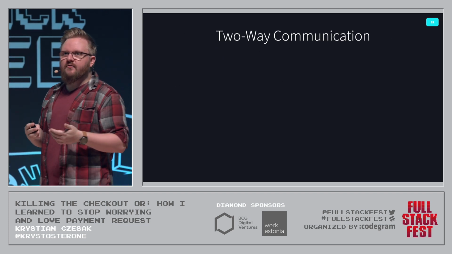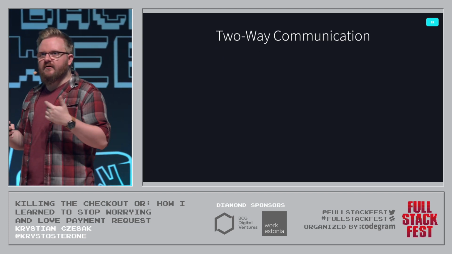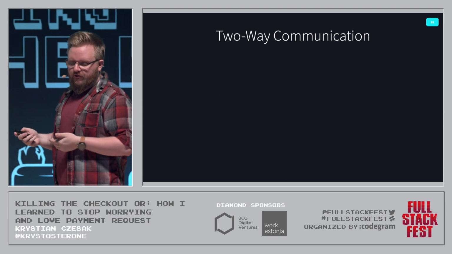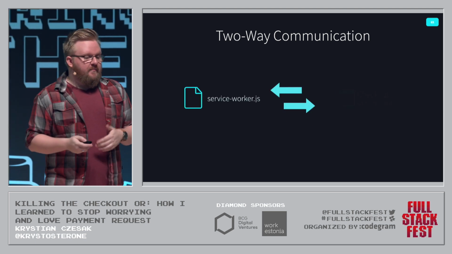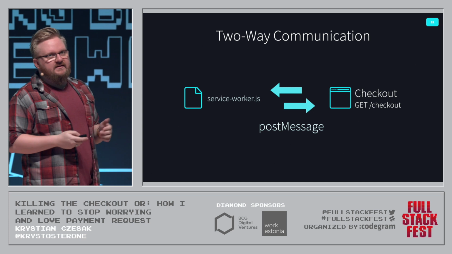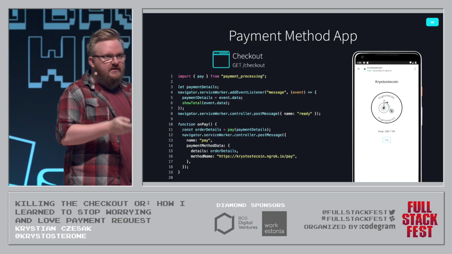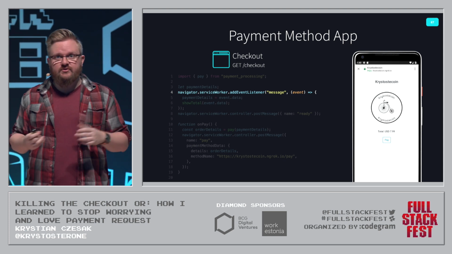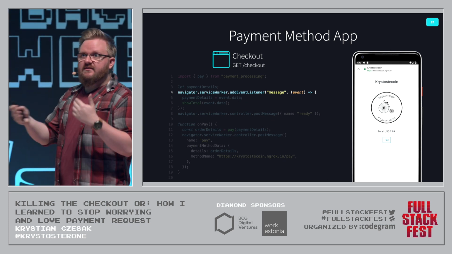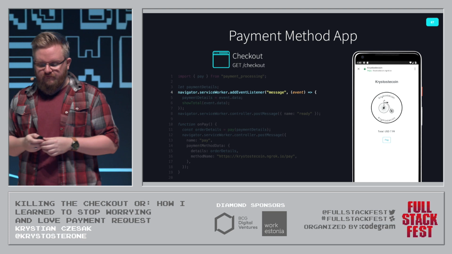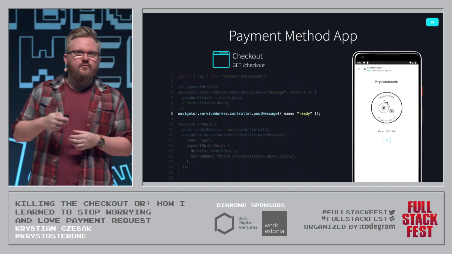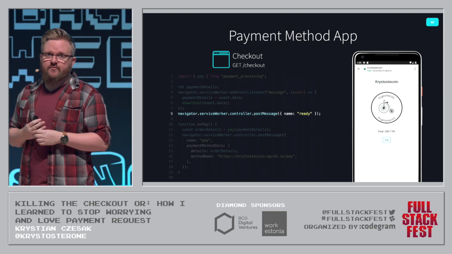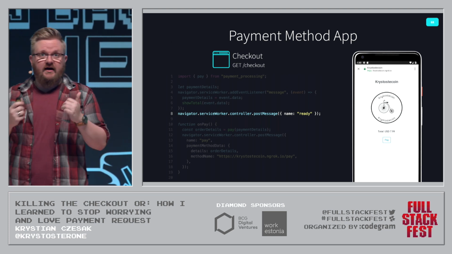At this point, what you want to do is establish a two-way communication between the checkout page and the service worker. And the best way to do this is through postMessage. So let's say you're on your checkout page. You'd first have an event listener on message to be able to listen to postMessages coming from the service worker. And then right away, you send back a message through postMessage to the service worker saying, I'm ready.